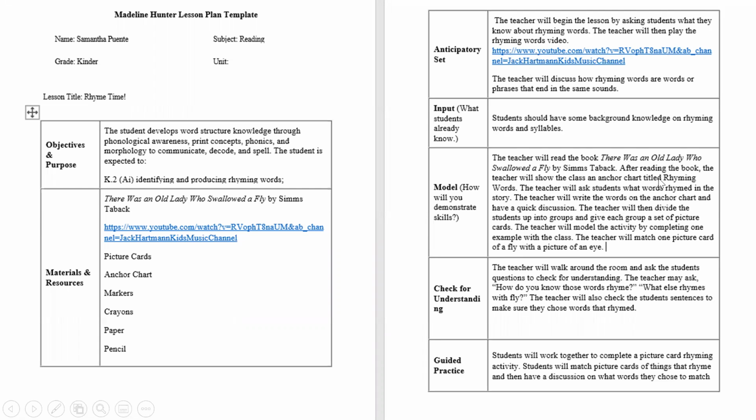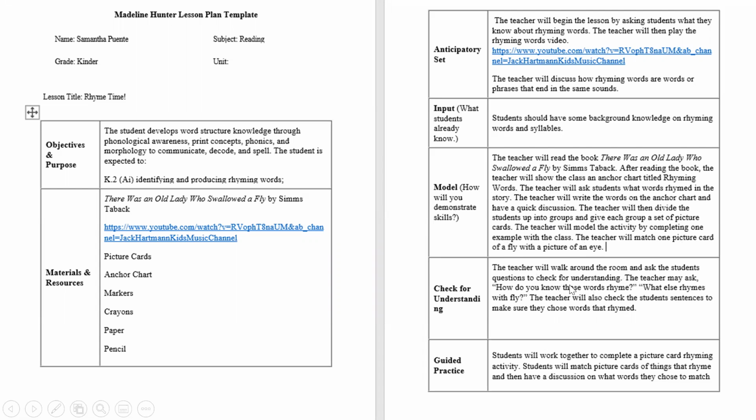And then I will show the class an anchor chart titled Rhyming Words. And so I'll ask students to give me words that they noticed rhymed in the story. And then I will divide them into groups, and each group will get a set of picture cards. And I'll model the activity by completing an example. So basically they're matching picture cards that rhyme. So an example would be a picture of a fly and a picture of an eye. So those would be a match.